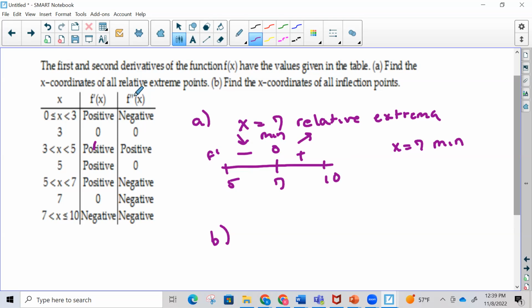So I'm going to look at where the second derivative is 0 and changes sign. So that's here when x is 3. So x equals 3 is an inflection point. It changes sign. And then x equals 5 is an inflection point because it was positive and then it changed to negative. And again, for inflection points, we're always looking at the second derivative.